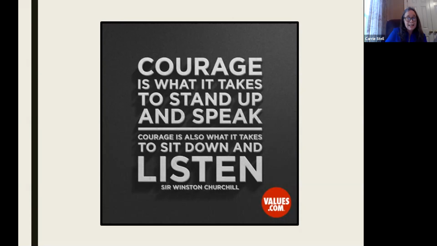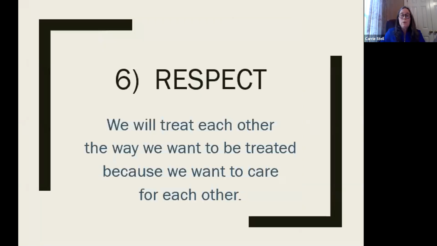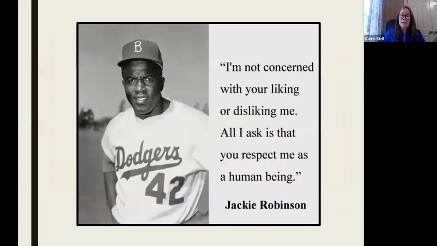Next, respect. We will treat each other the way we want to be treated because we want to care for each other. And an accompanying quote from Jackie Robinson, which could be used to introduce a lesson on civil rights. Jackie Robinson said, "I'm not concerned with your liking or disliking me. All I ask is that you respect me as a human being."